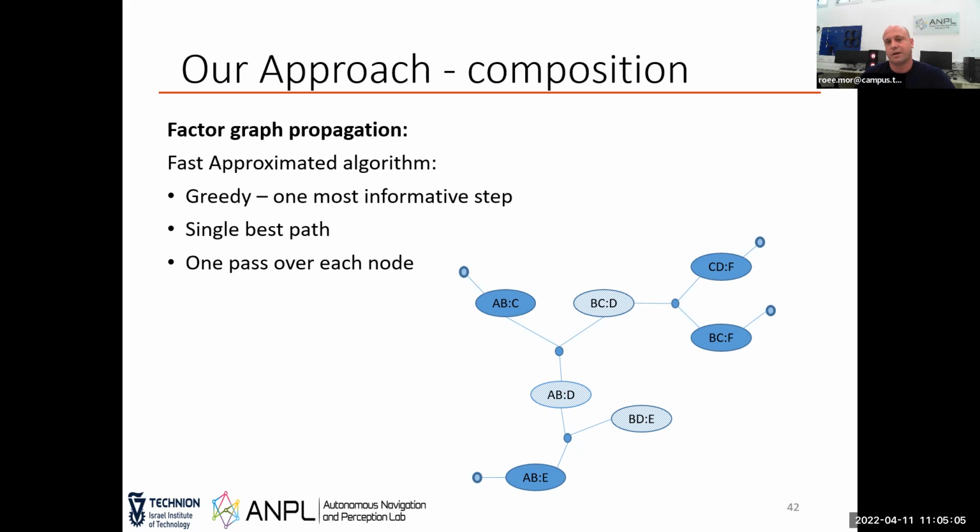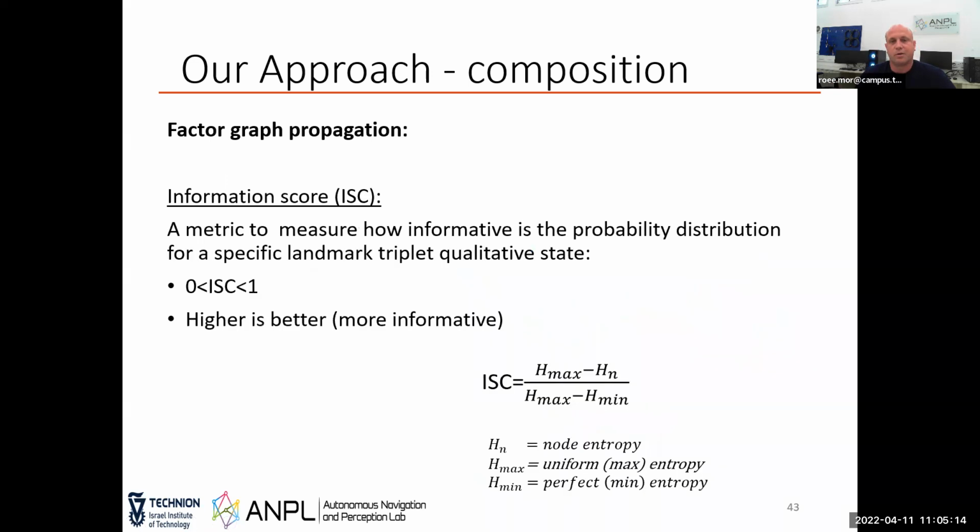The way to do it is by looking at the entropy, but entropy is not a convenient measure to look at because it's not bounded. So we take something called the information score, which is basically the difference between the entropy and the uniform entropy, which is the maximum entropy, and also normalized in reference to the minimum entropy, okay? So the minimum entropy is the inverse of information.